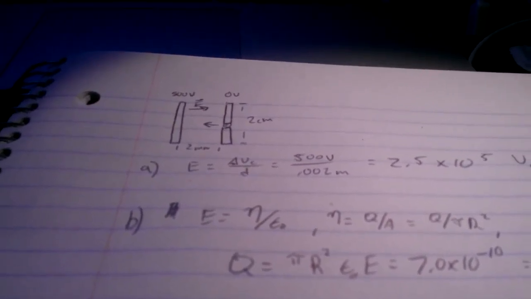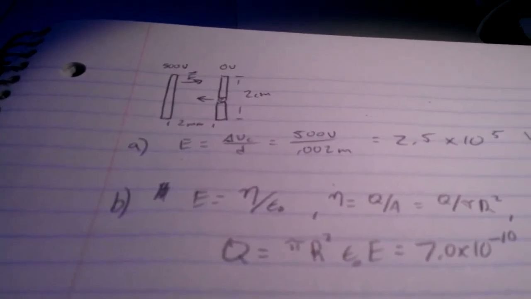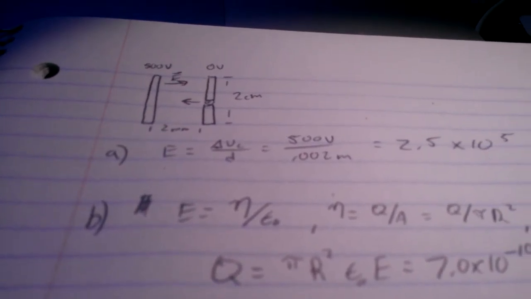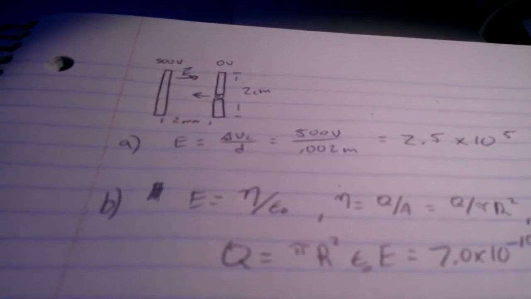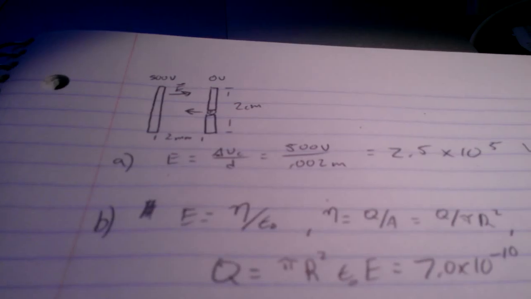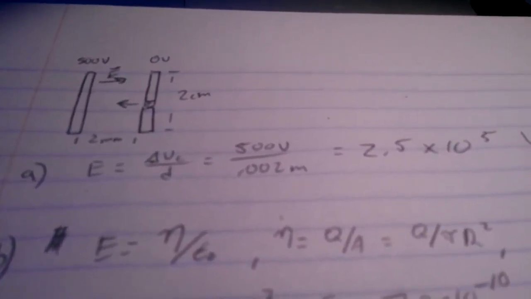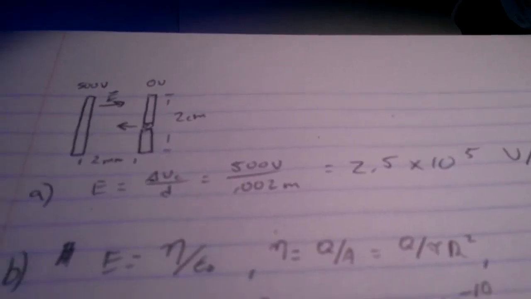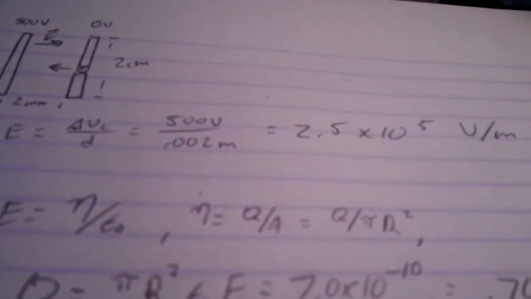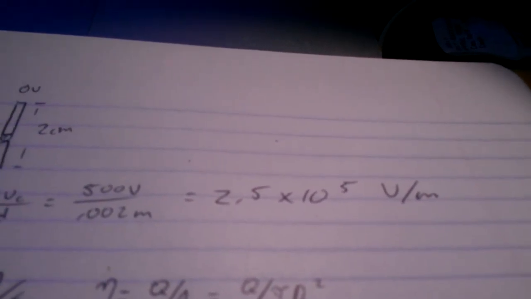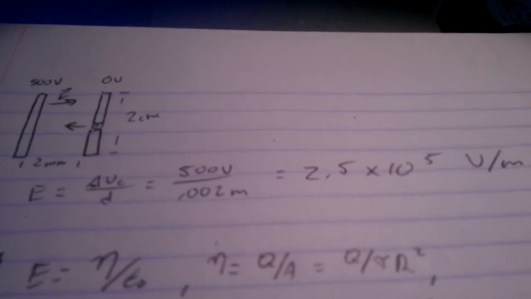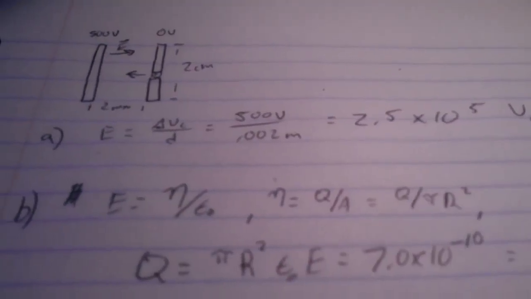Part A is asking for the electric field strength inside between the two disks. And you just use V equals E D and then divide out the D and you get E equals V over D. And we have both those values because our potential difference is 500 volts and our distance between the two plates is 2 millimeters. Plug that in, you get 2.5 times 10 to the fifth volts per meter. And that's the electric field strength inside and between the two disks.